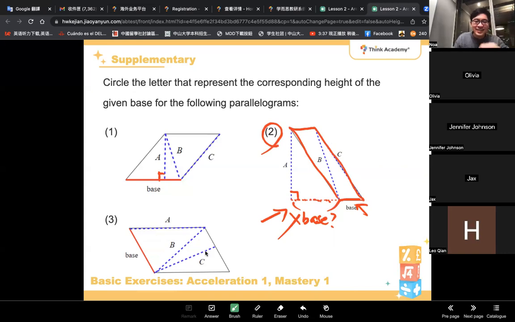Thank you, guys. Now for question number 3. Can you tell me which is the height for the base? Yeah, I see so many C's. You guys predicted. So C is the perpendicular distance between the base and the opposite side. You guys are clever. So you now all get what the height is: the perpendicular distance between the base and the opposite side. Good job, guys. Now let's move on to the next.